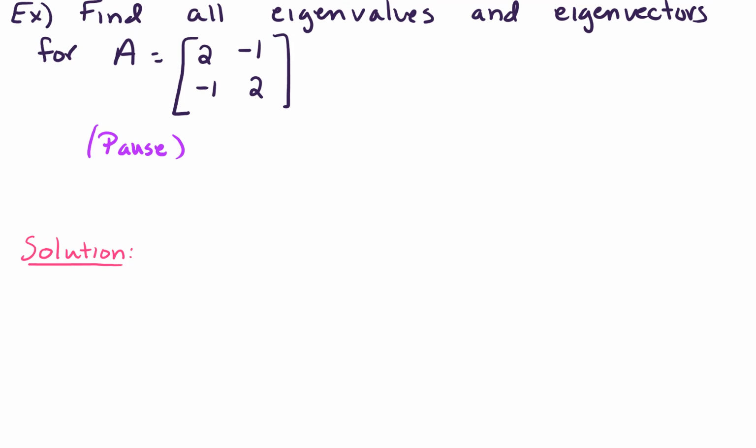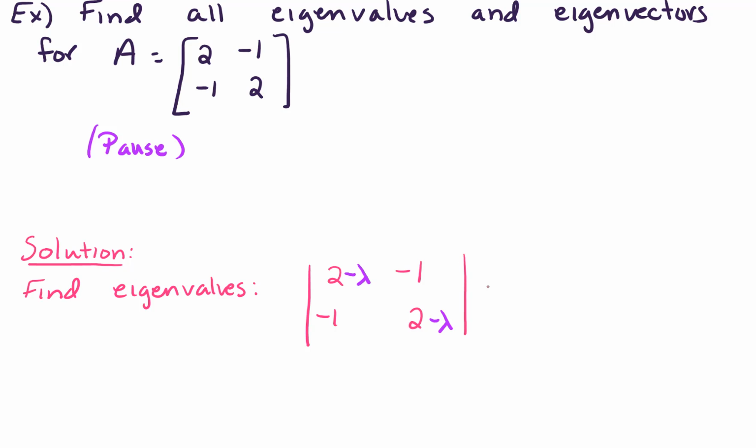Okay, so the solution. First, let's find the eigenvalues. We recall from a previous video that to find the eigenvalues, we're looking at the determinant of A minus lambda. So I'll put minus lambda down the diagonal. So A minus lambda, and we're setting that equal to 0. That gives us something called the characteristic polynomial. So let's work this out.